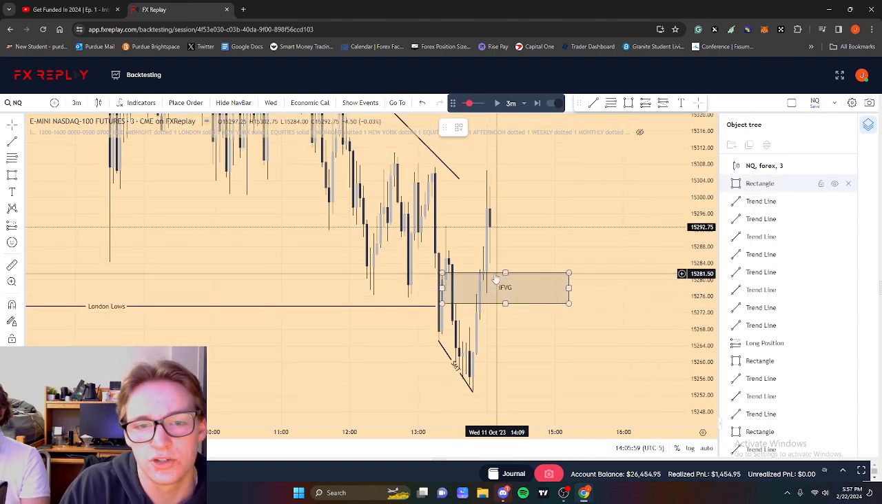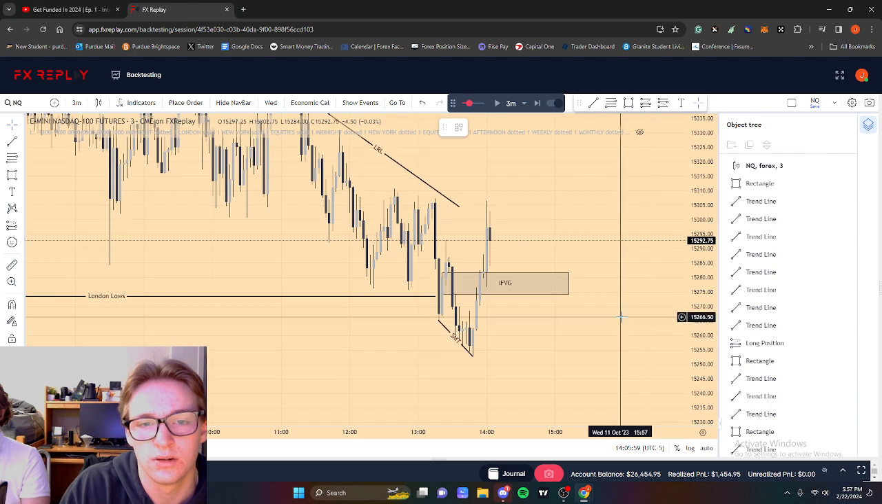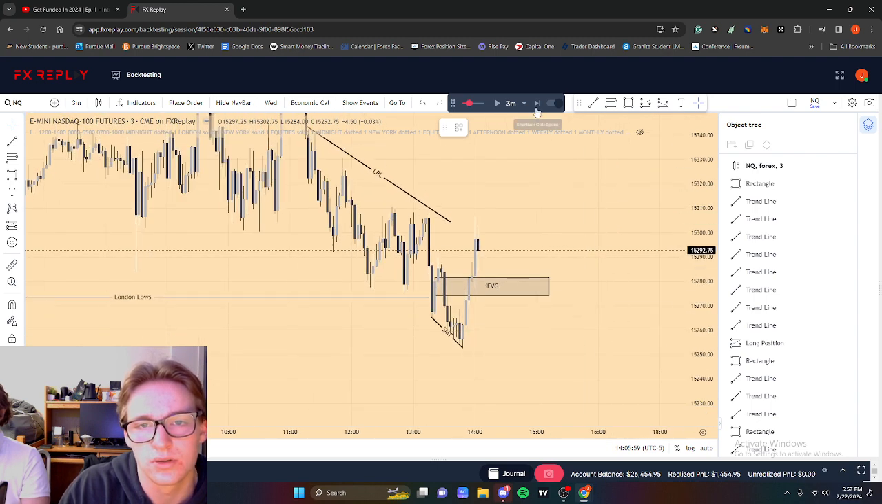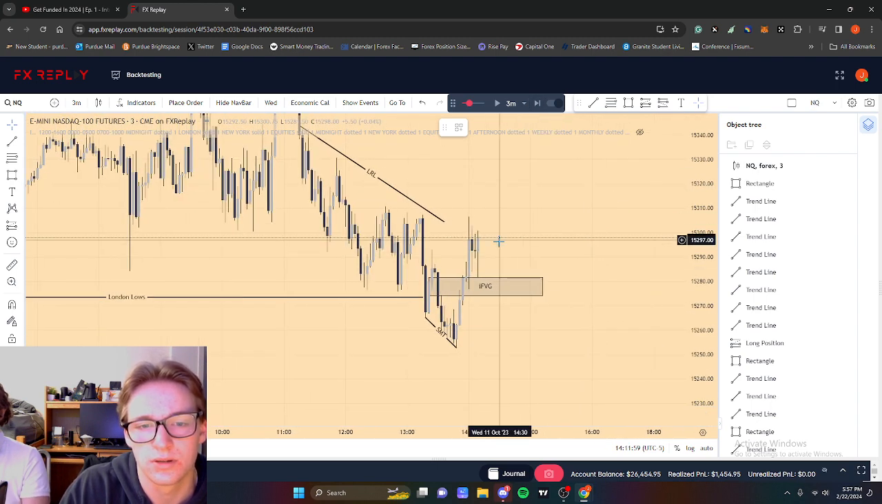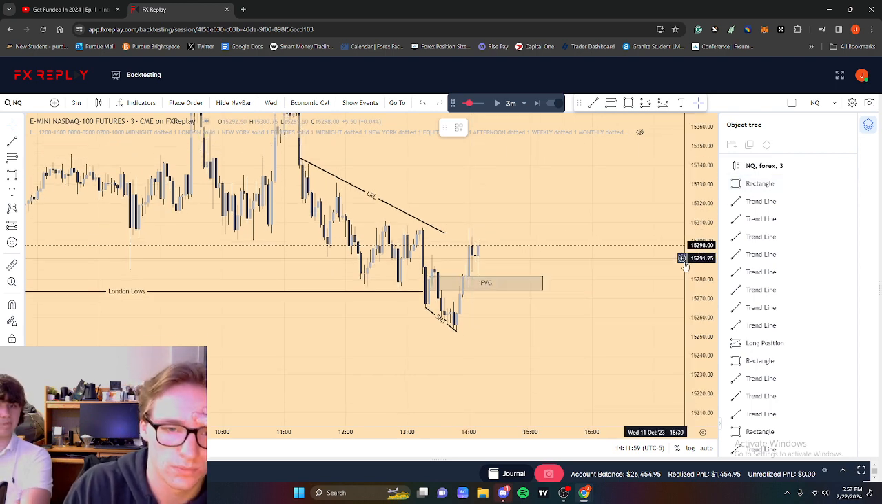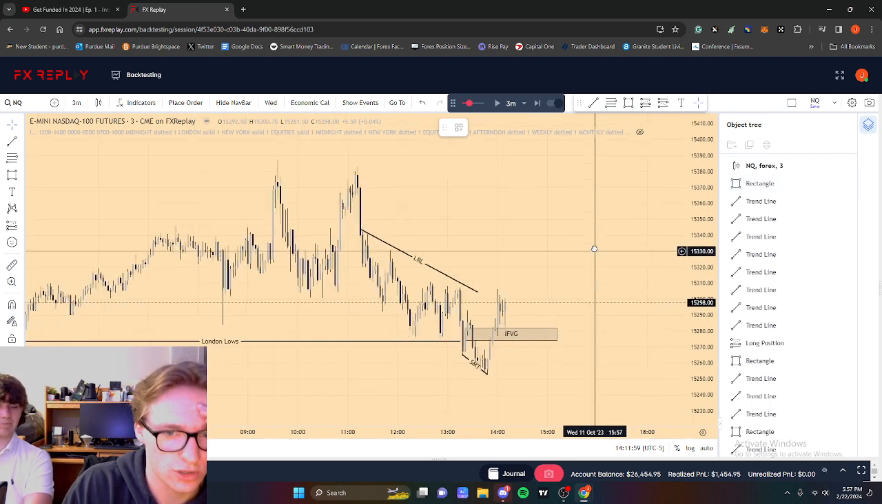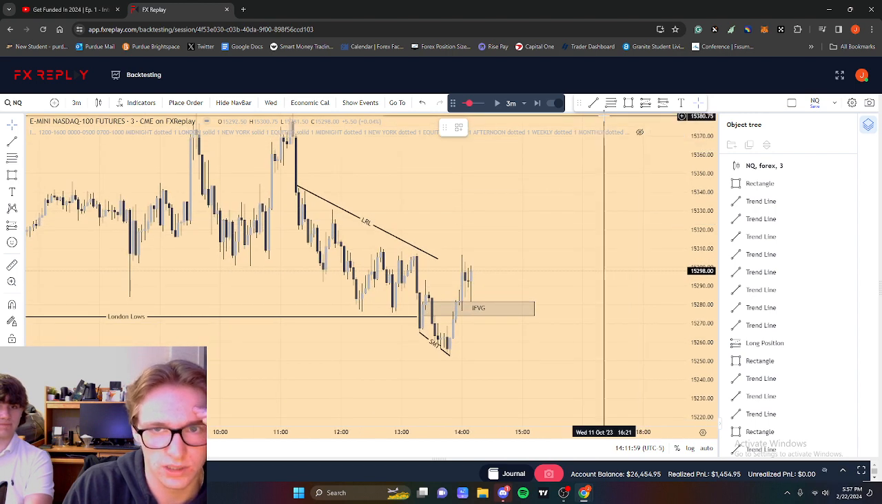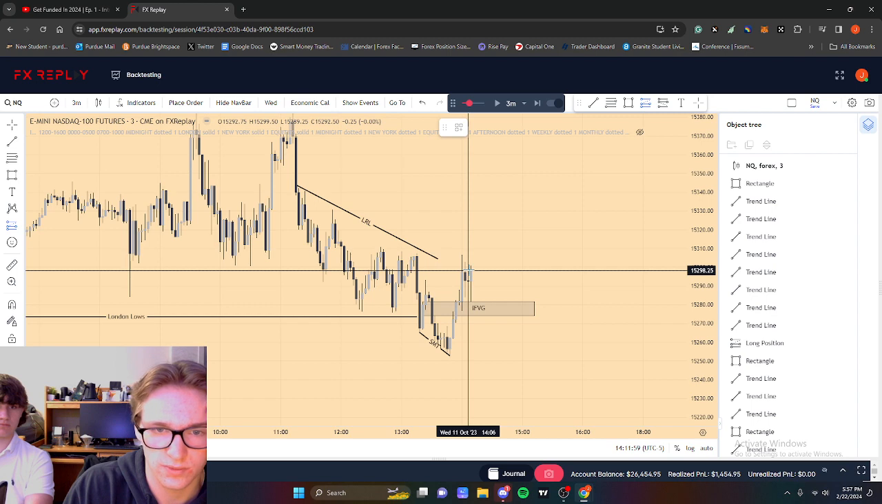So in all honesty, our entry would be all the way down here. We didn't see that though, so we'll see if price were to come back. So it looks like price did come back to it. In all honesty, this trade does look good to go long, so I will be going long. We got a good second reaction from the fair value gap.